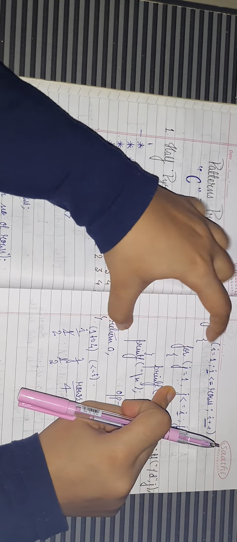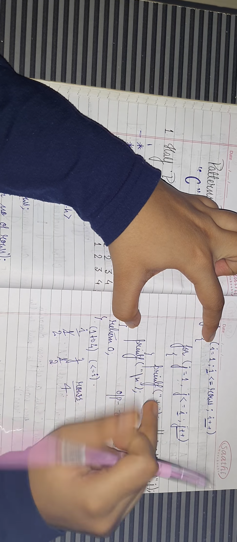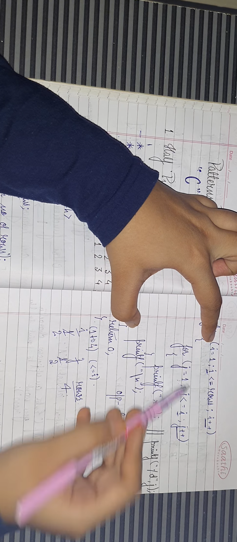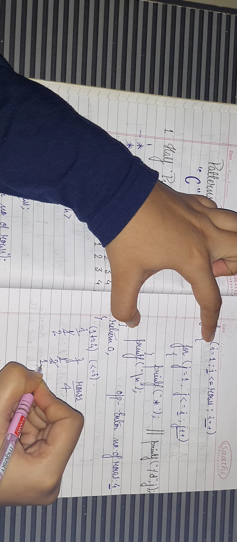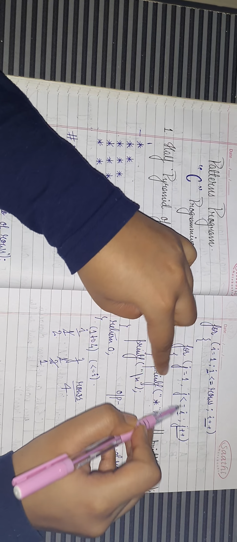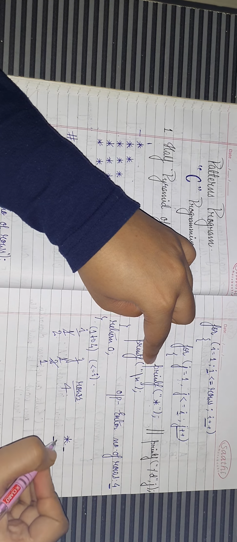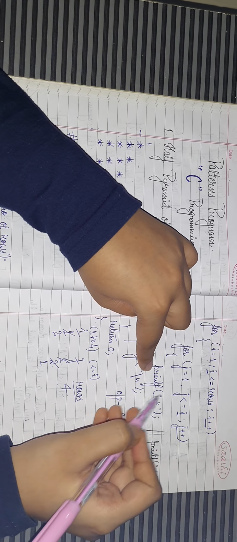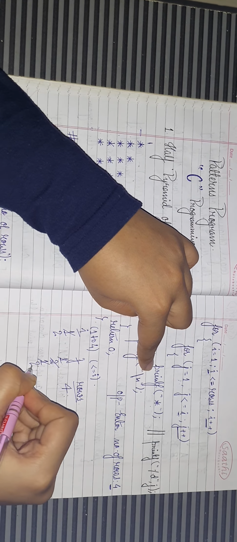It will go inside this for loop, and now it will come inside the j for loop. Again the j value will be assigned to 1 and we will check, is 1 less than or equal to 2? Yes, the condition is satisfied. So we have printed this star, right? Now the cursor is here. Again the j value will be incremented to 2.